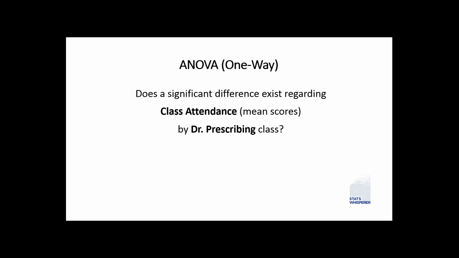So let's first consider our one-way ANOVA. Is there a significant difference in mean scores for class attendance by the doctor prescribing class? Okay, so now we're doing the parametric versions of the non-parametric tests we just did.